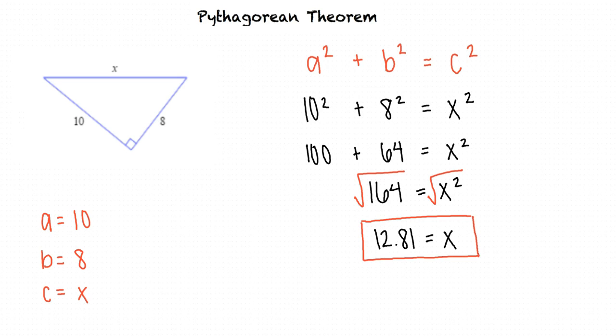So to find a missing side length in a right triangle, we can use the Pythagorean theorem, which states that if the legs have lengths a and b and the hypotenuse has the length of c, then a squared plus b squared is equal to c squared. We can substitute our known lengths into the equation, and from there we can solve for x. That's exactly right. Great work!